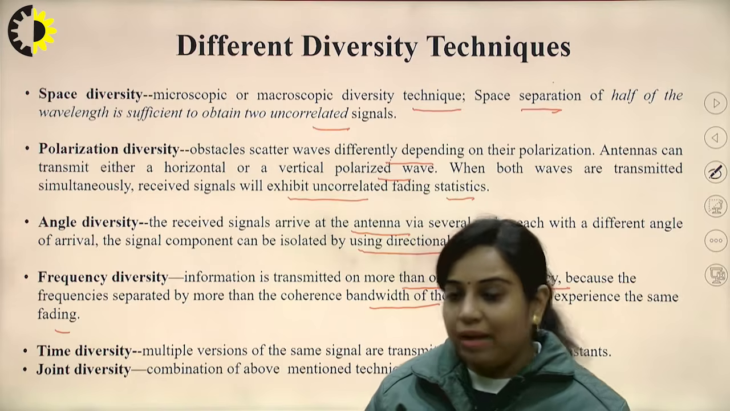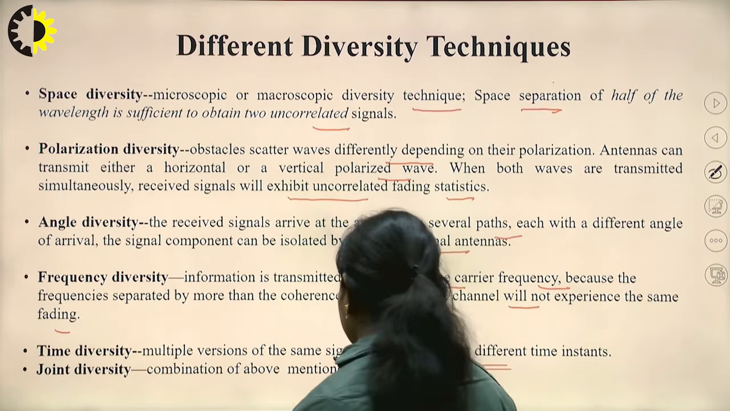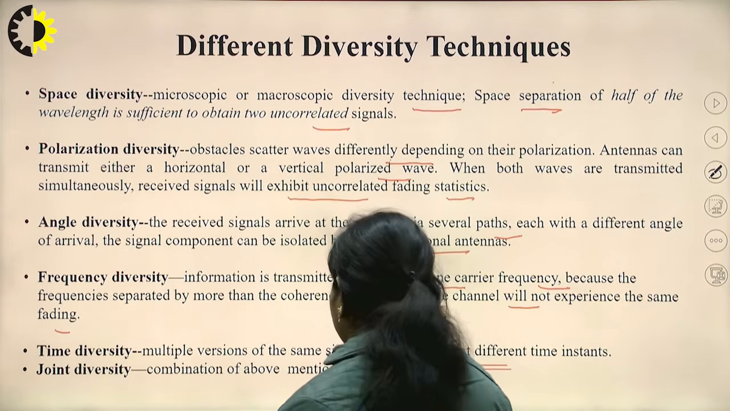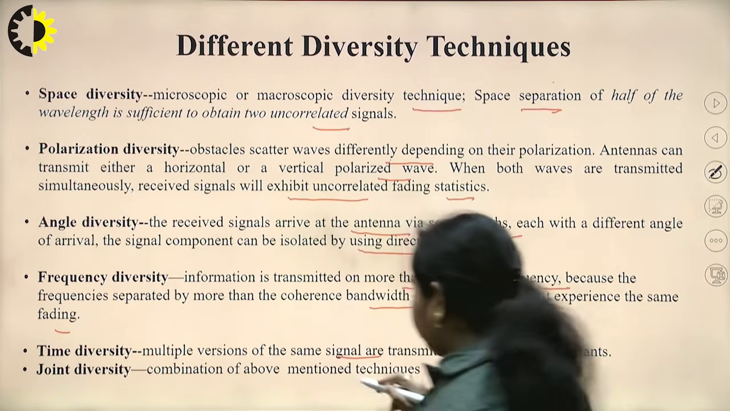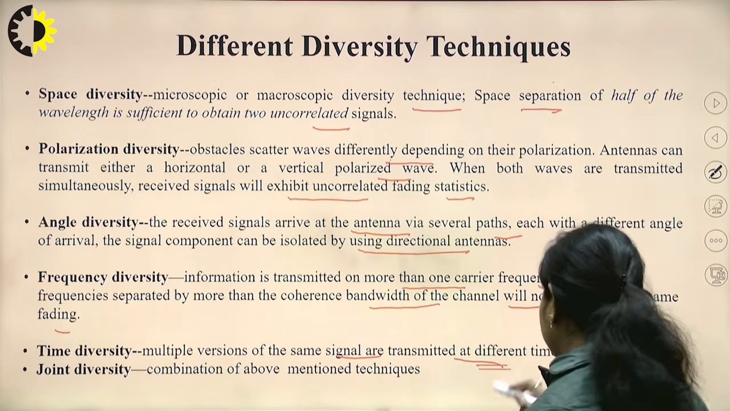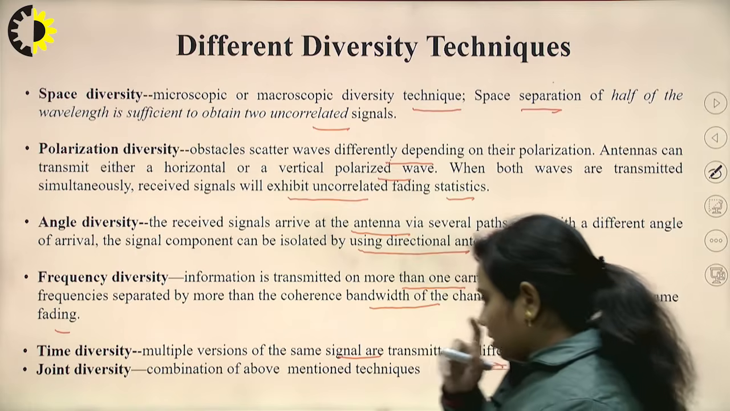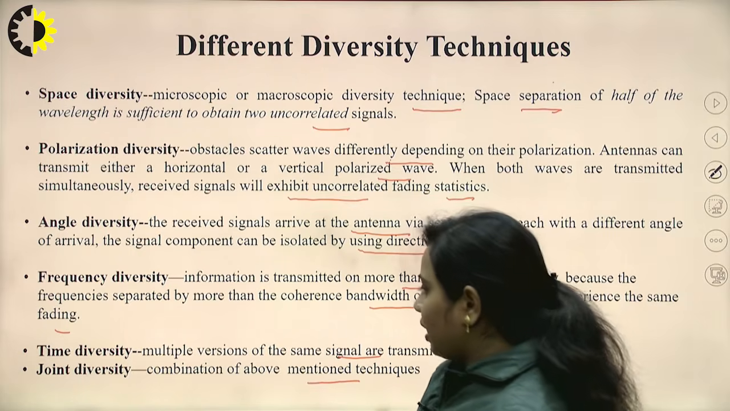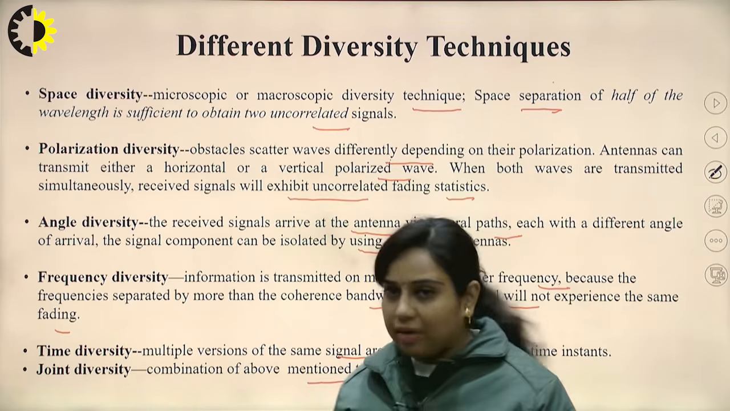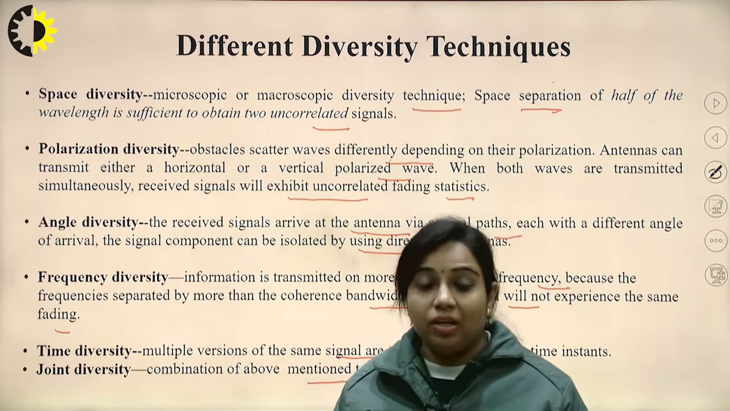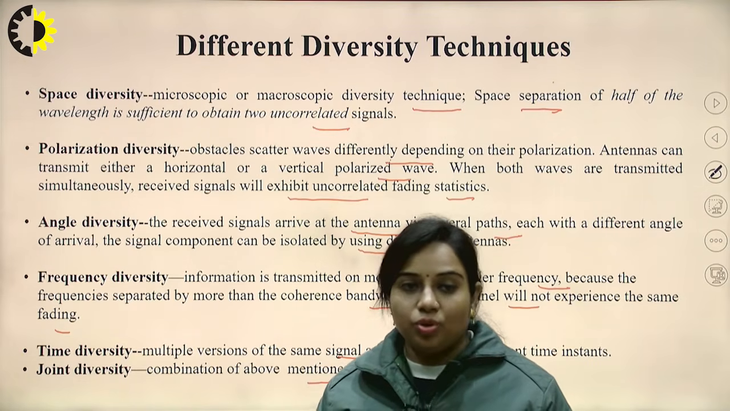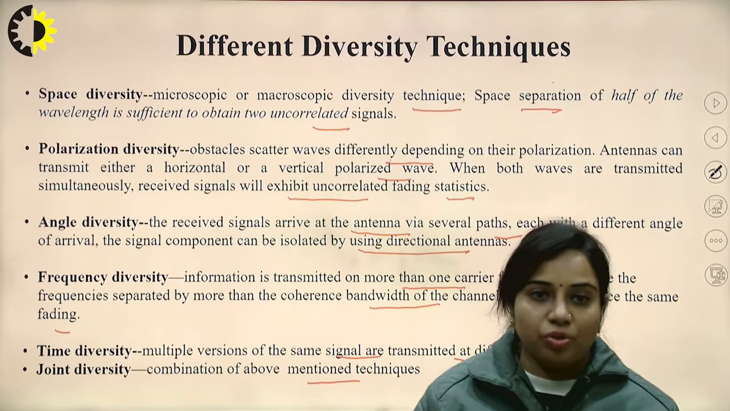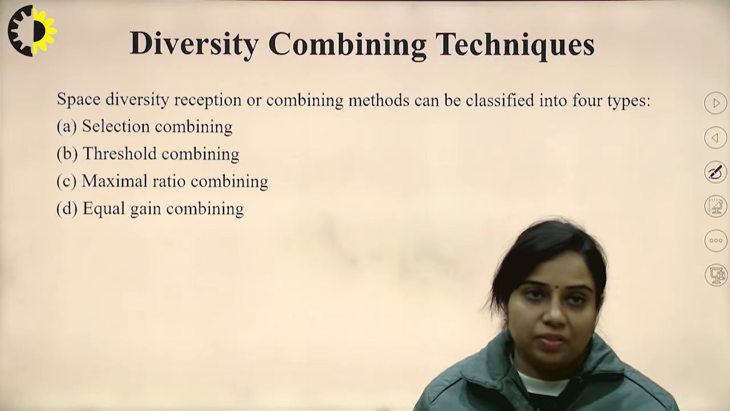Next one is the time diversity. In this case, multiple versions of the same signal are transmitted at different time instants. So that is the time diversity. Joint diversity is the combination of time diversity, frequency diversity, and angle or polarization diversity. So joint diversity means a combination of the above mentioned techniques.